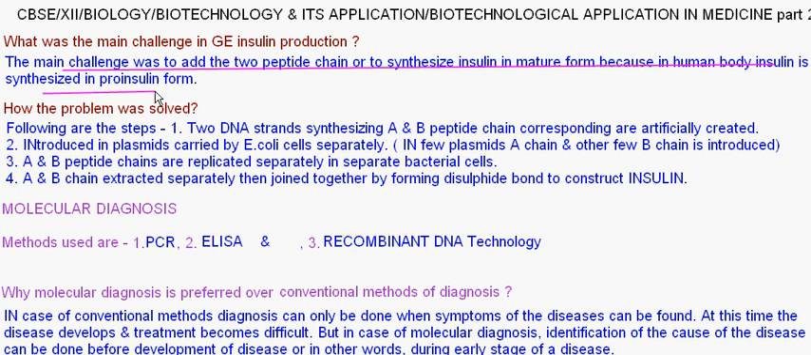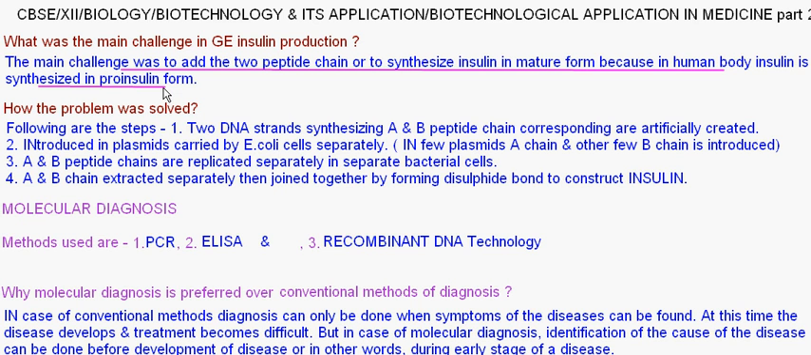The scientists found it difficult to prepare insulin as it contains two peptide chains. Now, how was the problem solved? In 1983, an American company, Eli Lilly, found the solution. So what was the solution? Following are the steps.